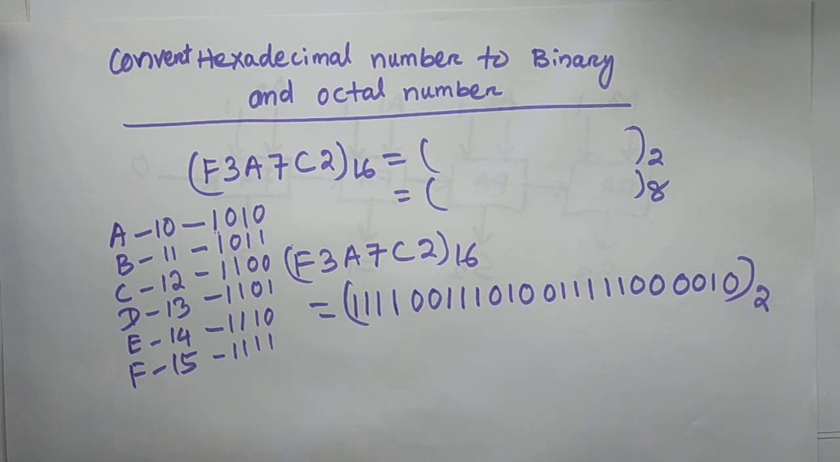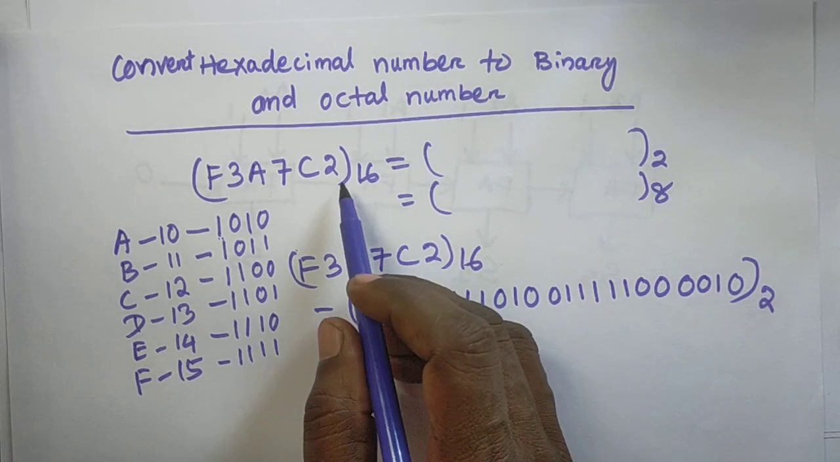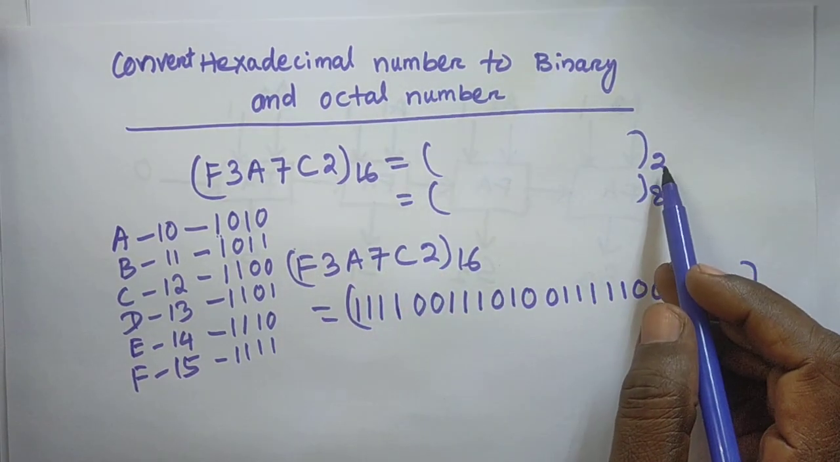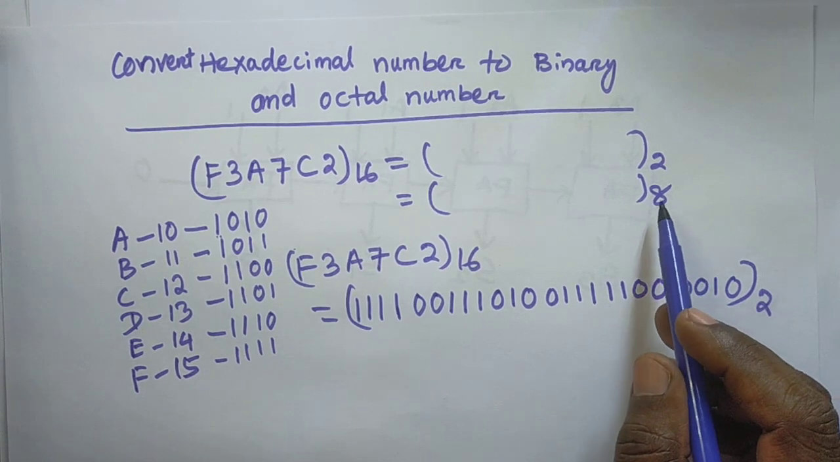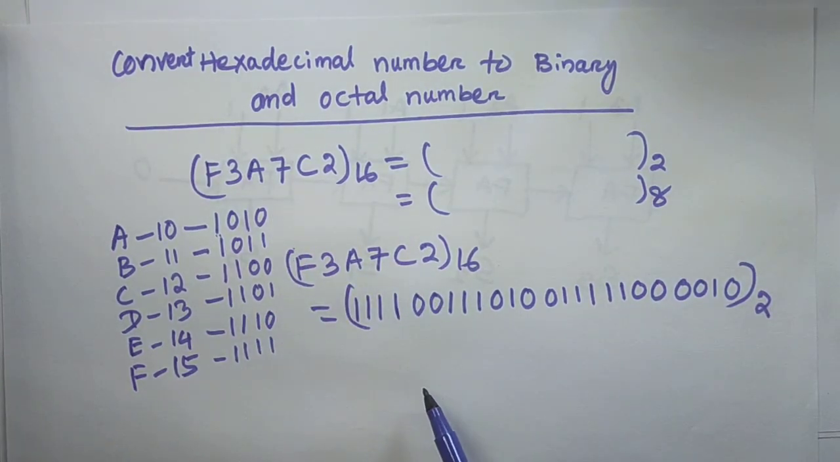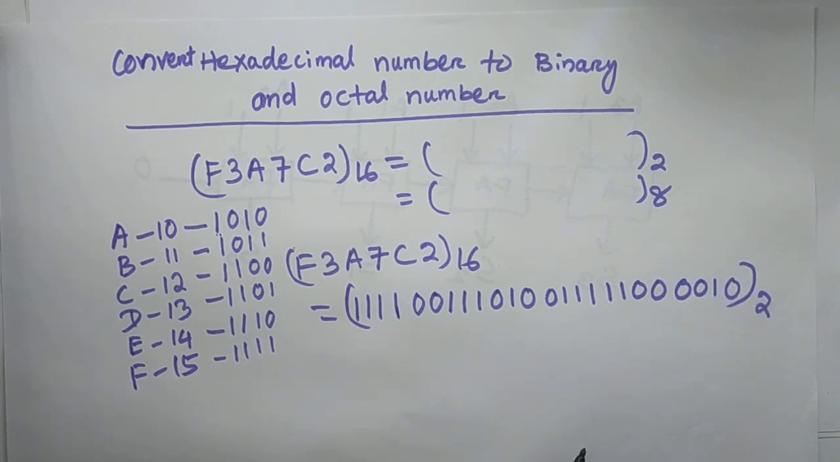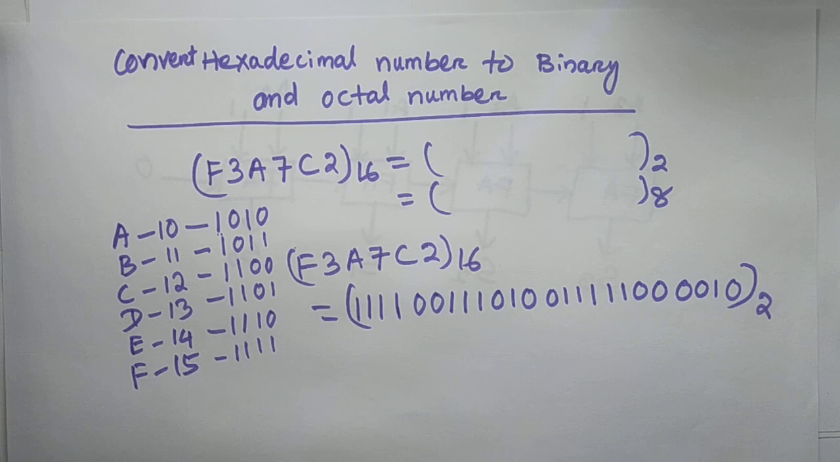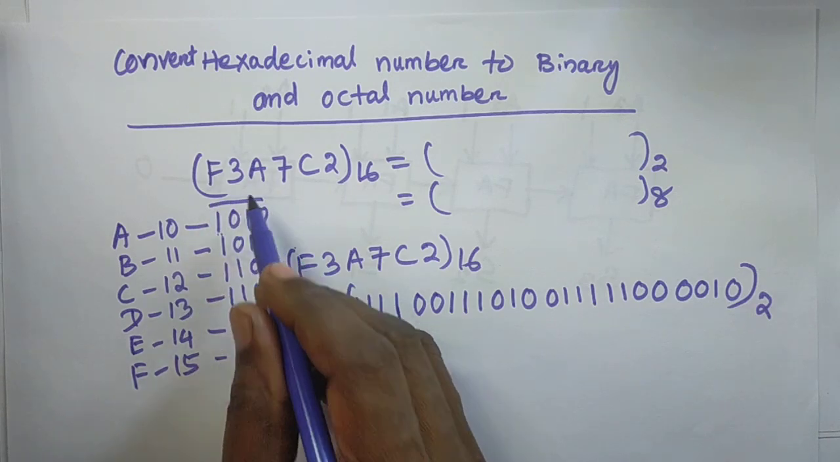But now we have to convert this binary number to an octal number. This is already given as hexadecimal, which we converted to a binary number. Now we convert this binary number to the equivalent octal number, okay. Very simple: since the base is 8, we consider only 3-digit groups. Here the base is 16, so we consider 4-digit groups.